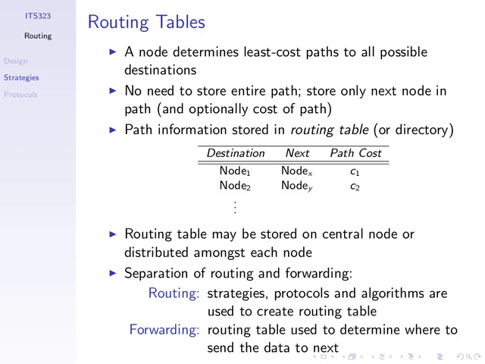And they are related because when we forward this packet from 1 to 4 to 5 to 6, we're using the information that was found from routing. So routing: find the paths, store them in routing tables. Forwarding: use those routing tables to deliver the packet across the network from source to destination.